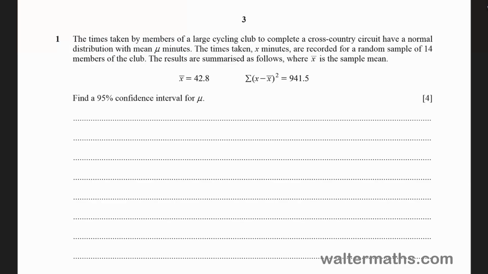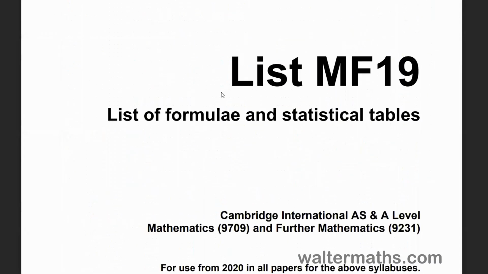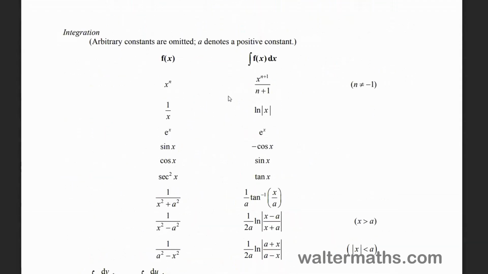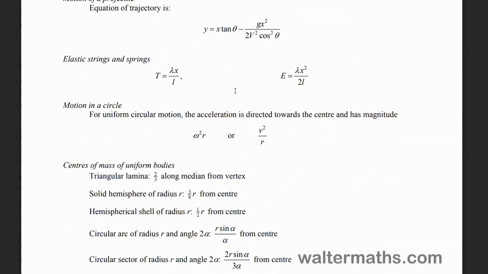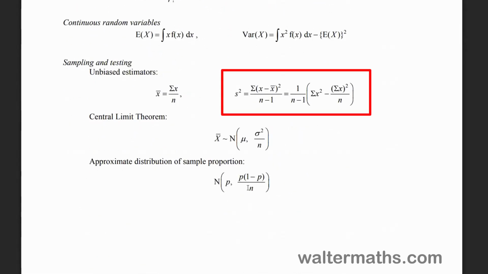All right, so here we are going to need the mean. They've already given that to us. So we know that X bar is 42.8. We are going to need the unbiased estimator for the population variance, which we use the formula. If you go to the list of formulas booklet, this is the list of formulas, MF19. And if we scroll down to statistics, you are going to find the formula for the unbiased estimators for the population variance.